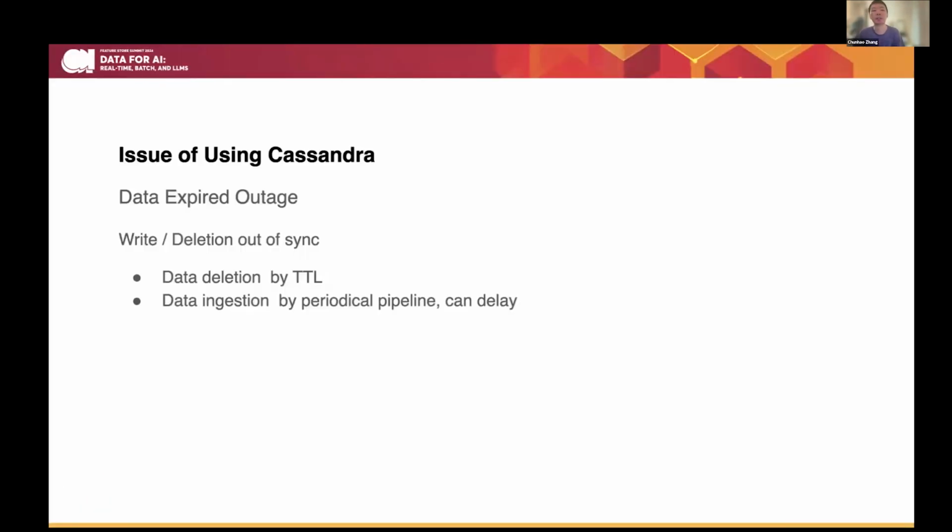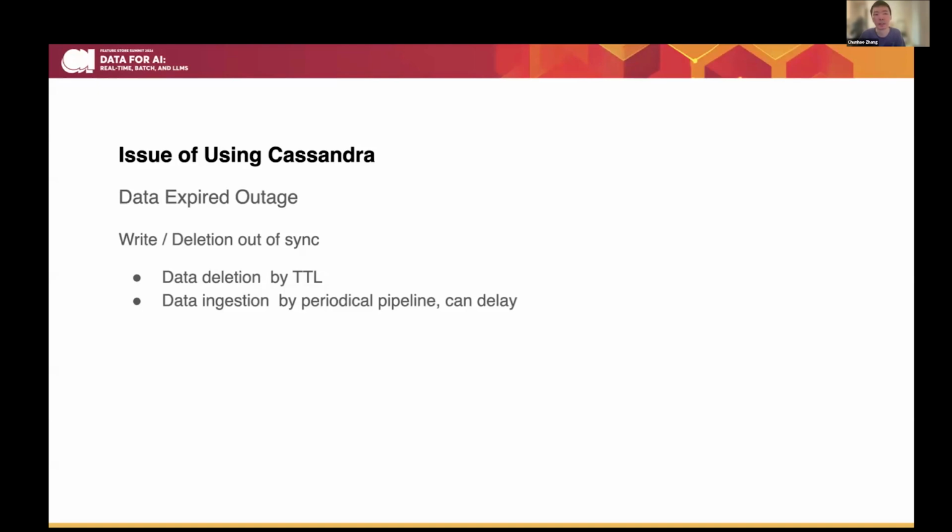The largest issue we are seeing is the data expiration outage. As I said, for a large table we cannot set a longer TTL. But the main reason for this data expiration outage is that the write and the deletion come out of sync. The deletion is done by the TTL. There's no delay for the deletion whenever the Cassandra instance is still running. But the data ingestion is done by a periodic pipeline. It can be delayed for many reasons. For example, the ingestion itself can fail.